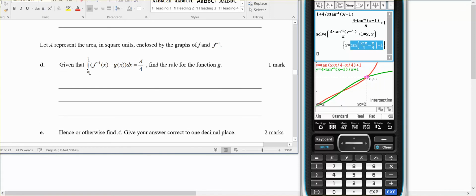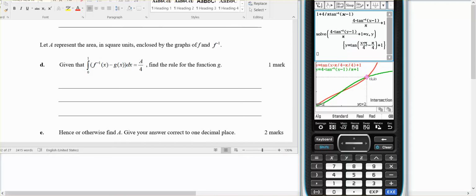Given that I go from 0 to 1, the inverse, and the inverse is the red one, I believe. Let's just double check that. Yep, the inverse is the pink one, which is the top one. And I know that A represents the area enclosed by the graph of F and the inverse. So A is all of this and all of this.